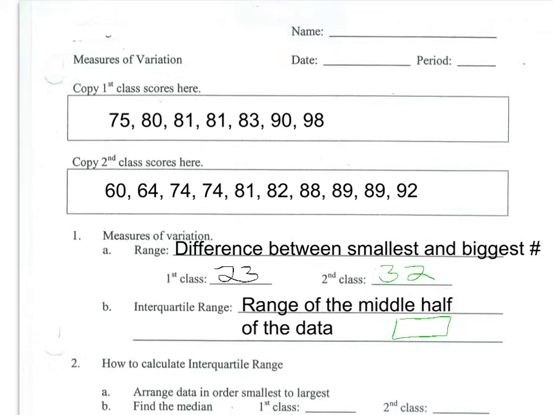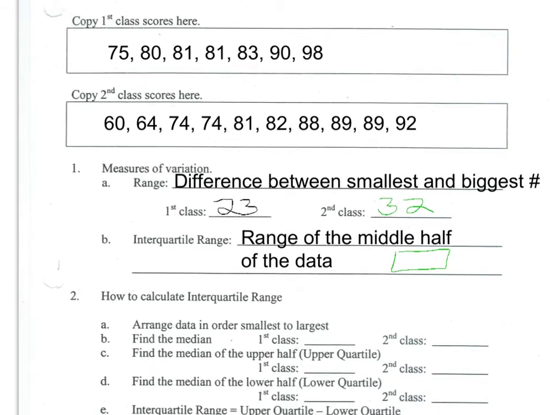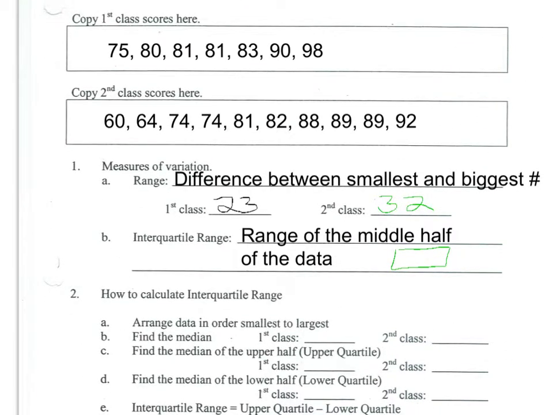Okay, let's look at the definitions here for number 2. How to calculate the interquartile range. Sometimes we'll even say IQ range. The IQ just means interquartile. All right, the most important thing to do is to find the median. We want to find the middle half of the data, so I have to find the median first.